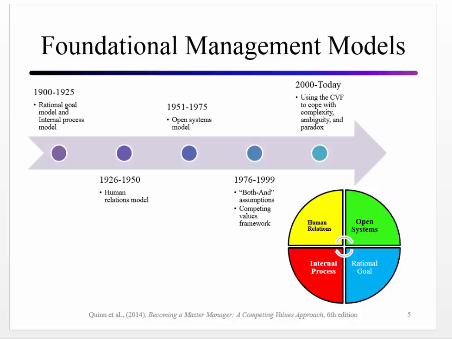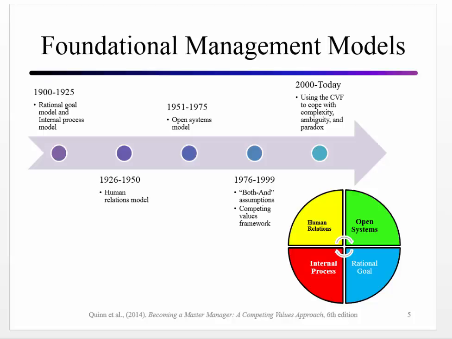and really helped us to understand that managers needed to be aware of a lot of different things, a lot of competing values at the same time, and produce great outcomes. So the rational goal model and the internal process model, they really get their start between 1900 and 1925.